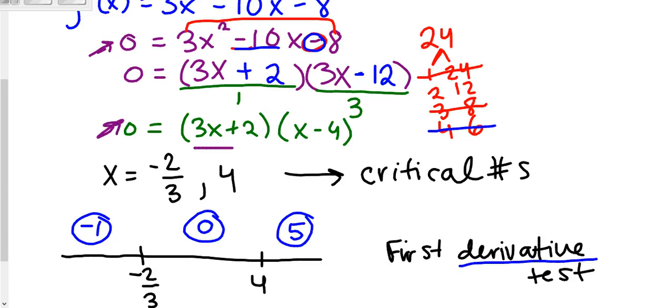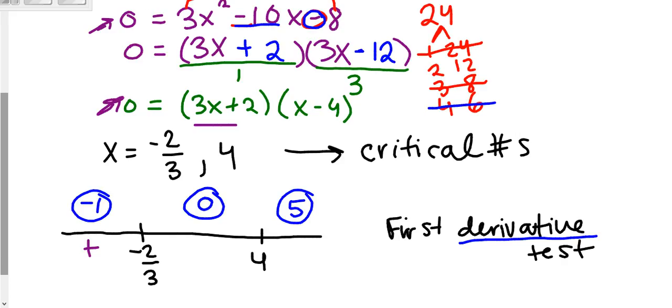When we plug in -1, we get 3 times -1 plus 2, which is -3 plus 2, which is -1, times a -5. We will get a positive number. When you plug in 0, you have 2 times -4, which is a negative number. And when you plug in 5, you will get a positive number times a positive number.